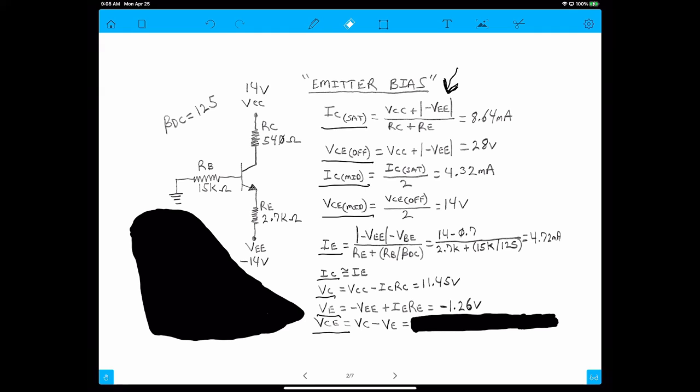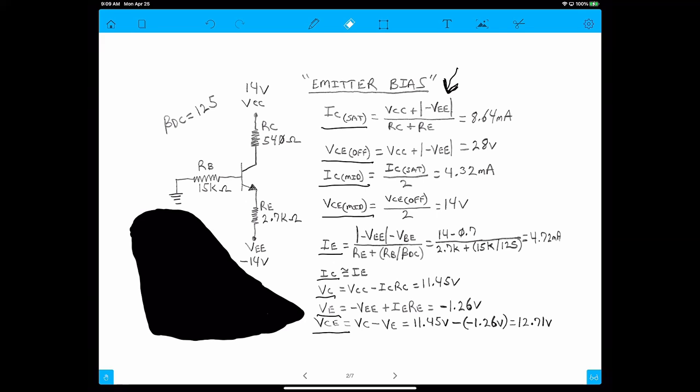And then now that we have our VE, we can go ahead and put that into our formula for VCE. In this case, we're going to have VC minus the VE. So you've got to remember, we're going to have the 11.45 volts, but then we're going to have our negative 1.26 volts from VE. So those two negatives actually will become a positive. So we're going to be adding that to our 11.45 volts, which gives us 12.71 volts for VCE.